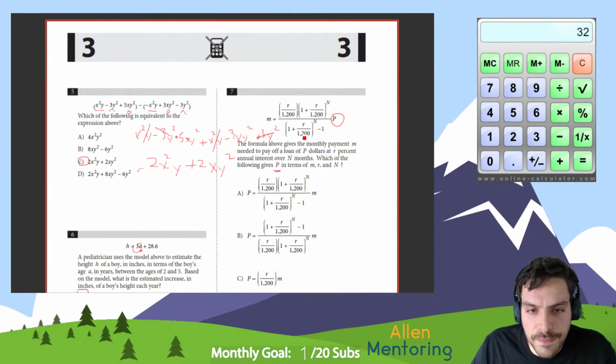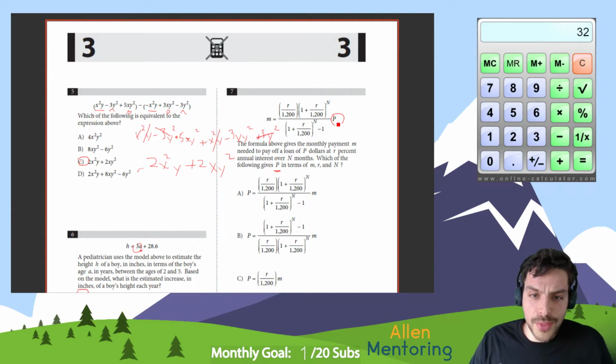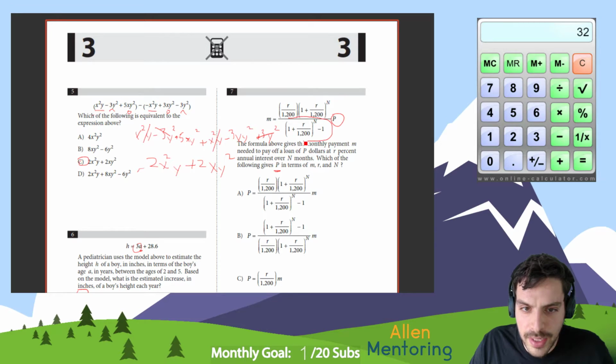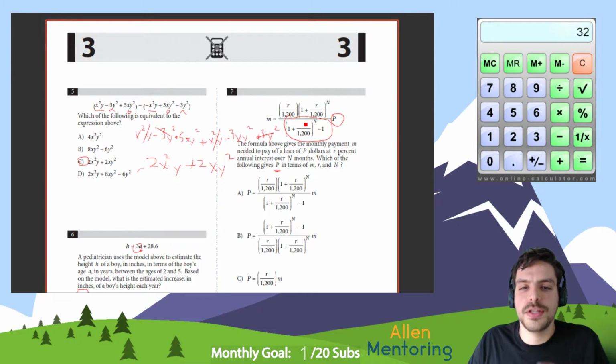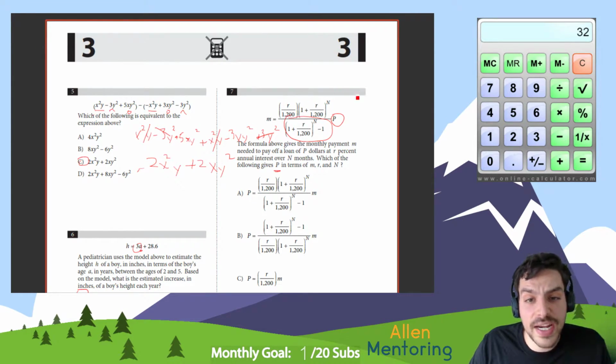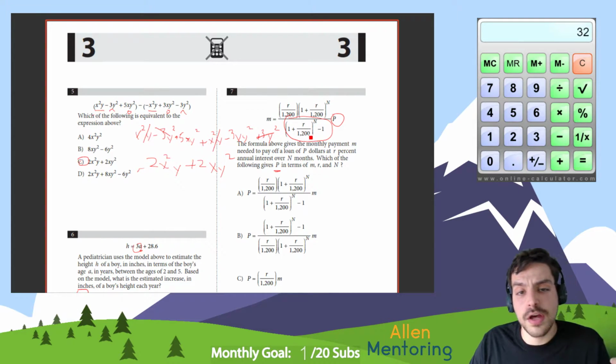So we see the first thing that's bothering P from being by itself is this fraction, right, this denominator. How do we get this denominator to the other side? Well, if it's dividing, right, if P is dividing this, the way we get it to the other side is by multiplying.